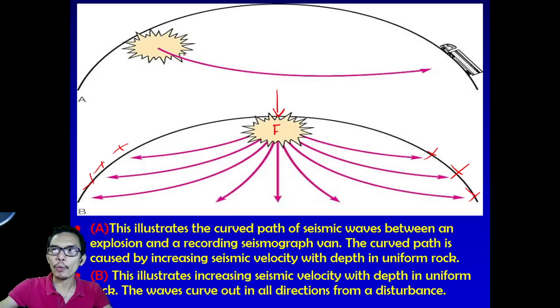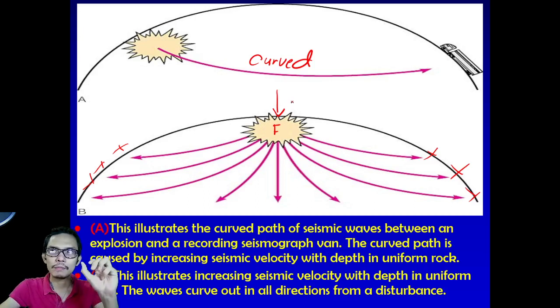And as you can see, the waves are curved. What is the reason behind that? Because as the waves go deeper down the earth, their velocity is increasing. That is why at some point they are curved. So again, seismic waves are transmitted in all directions, and they travel in a curved path.